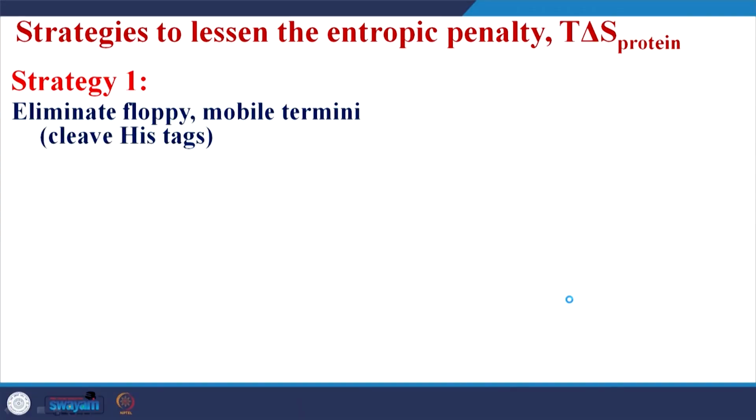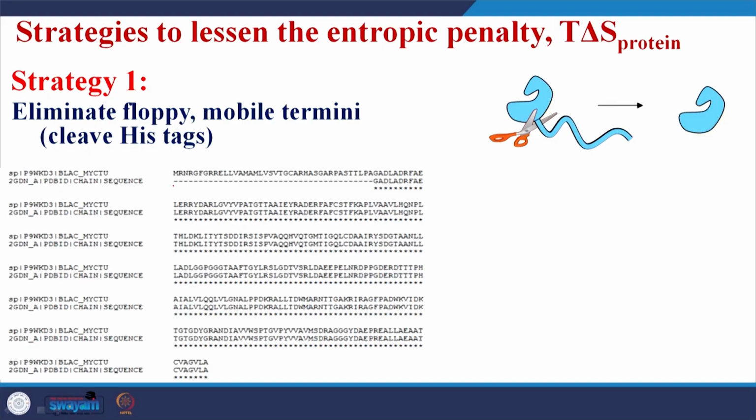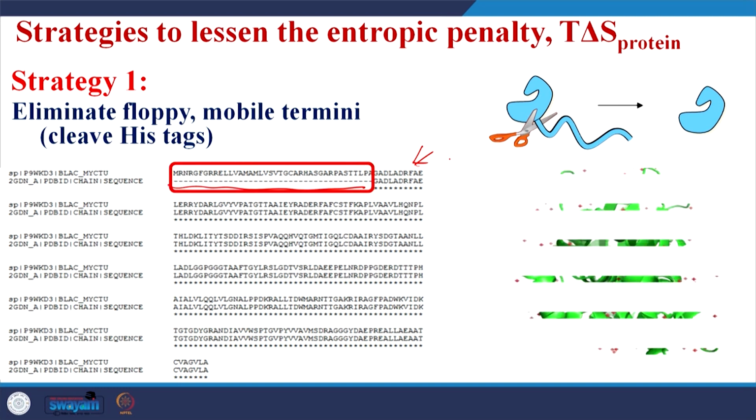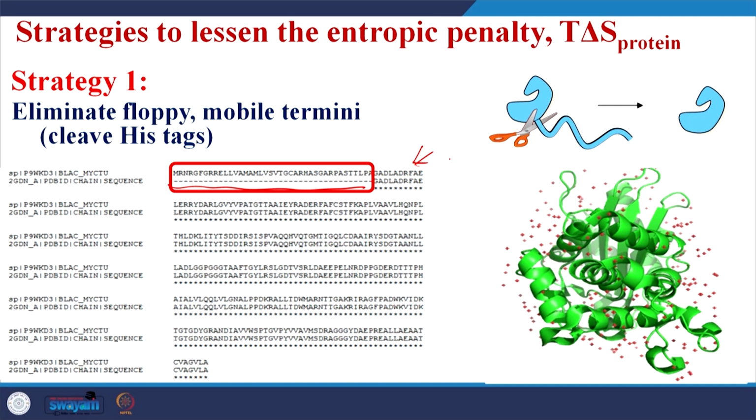Why? Because you could take personalized strategies to lessen the entropic penalty, the del S protein. How? You could eliminate floppy mobile termini. Like I talked about the his tag, you could cut the his tag, or cut other parts of the protein which are not contributing to the ordered structure. The full protein was not giving us crystals, whereas after we took out this part we got crystals. So, this strategy works here, and it works for many cases.